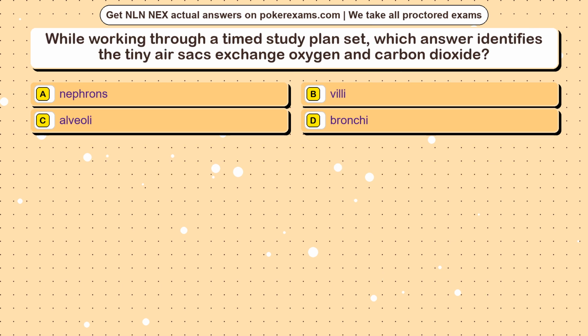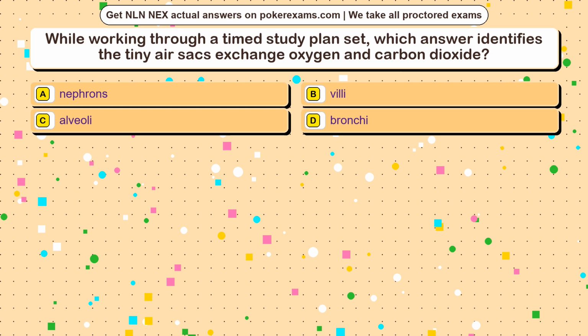Question 8. While working through a timed study plan set, which answer identifies the tiny air sacs that exchange oxygen and carbon dioxide? Option A, nephrons. Option B, villi. Option C, alveoli. Option D, bronchi.